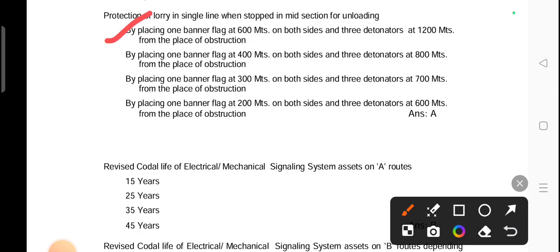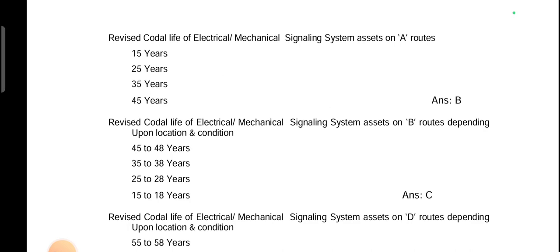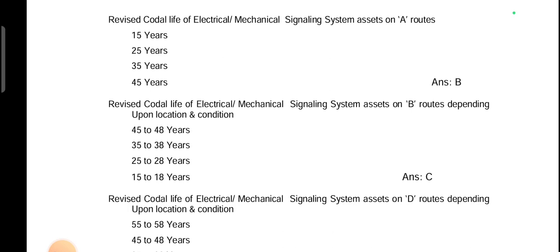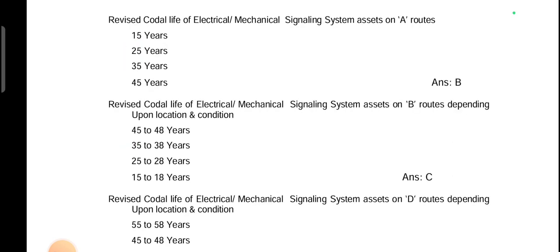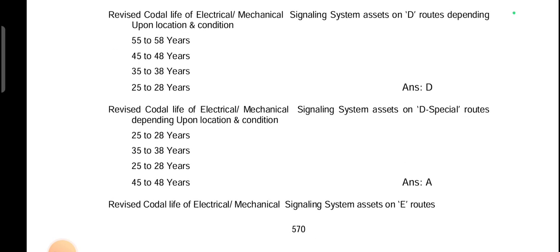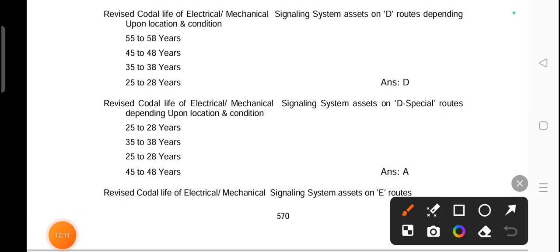Next, revised codal life of electrical or mechanical signaling system assets on A route: 25 years. Next, on B routes, depending upon location and condition: 25 to 28 years. Next, on D routes, depending upon location and condition: 25 to 28 years.